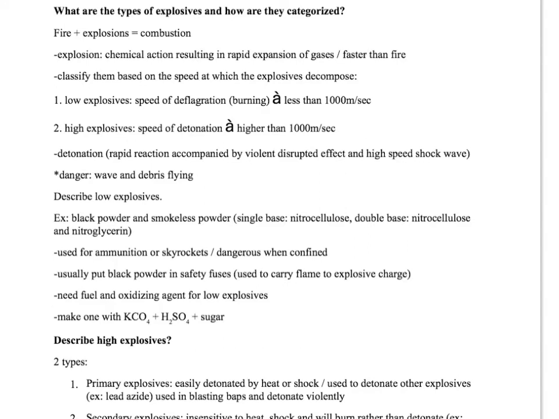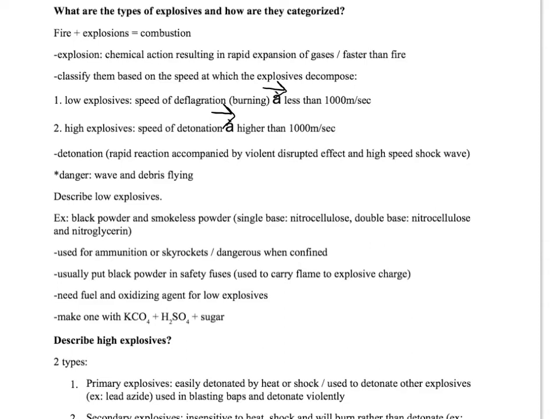Low explosive, where the speed of burning, again that's supposed to be an arrow, is less than 1,000 meters per second. And then our second type is high explosives, and that's when the speed is higher than 1,000 meters per second. The detonation is the rapid reaction, and then it's followed by a high shock wave. The danger of explosions is that you have this shock wave and you have flying debris.